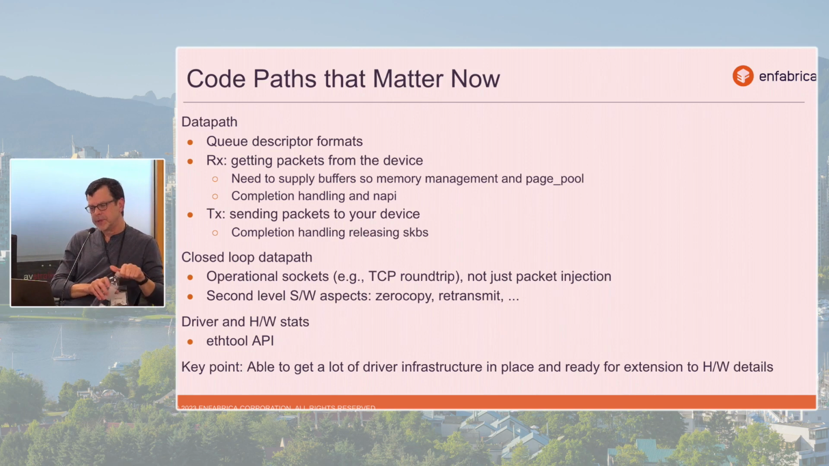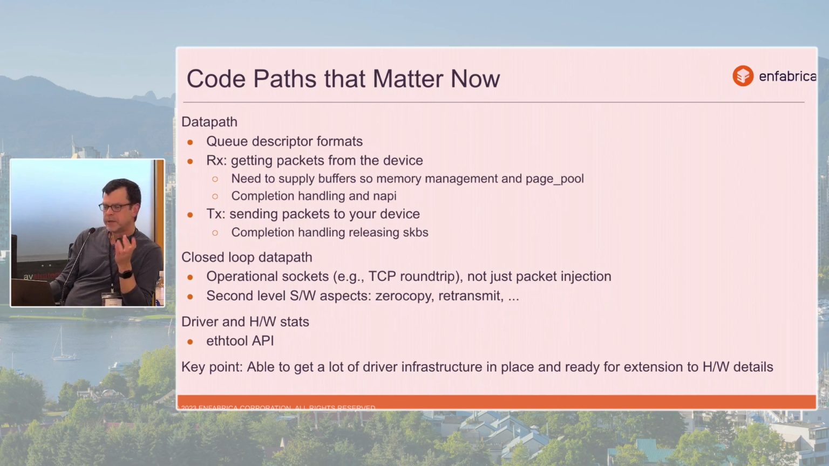And a big one to me is you really don't want to rely on packet injection. You really want to rely on a closed loop path. It's just so much easier to generate different traffic patterns or traffic types, payload types, and get into secondary aspects of it. So for example, if you're looking to do zero copy, or if you're looking to see what happens when retransmits happen, or collisions of flows and multiple things going on, having a closed loop data path is a big part of that.